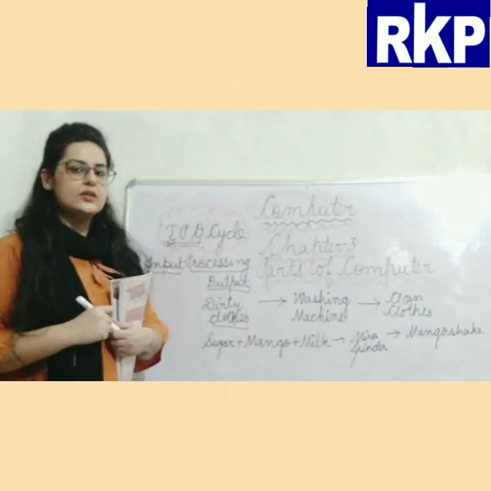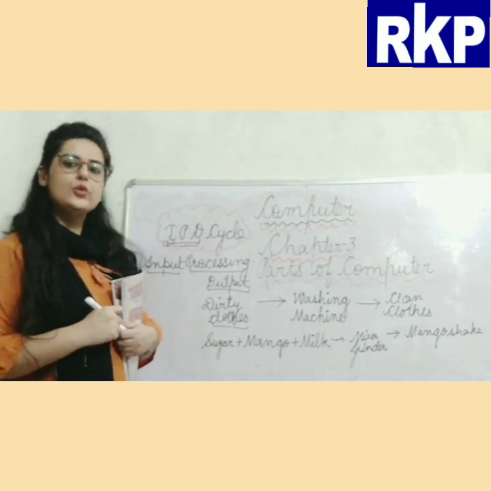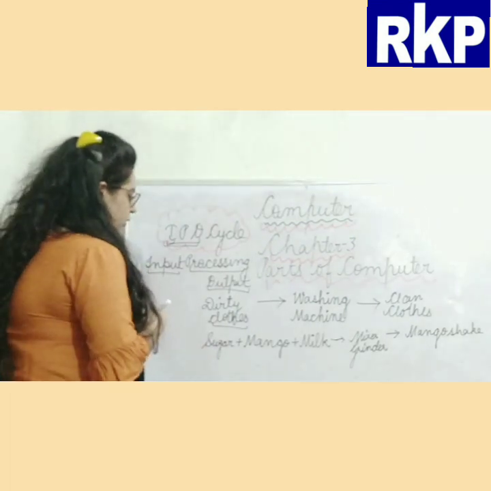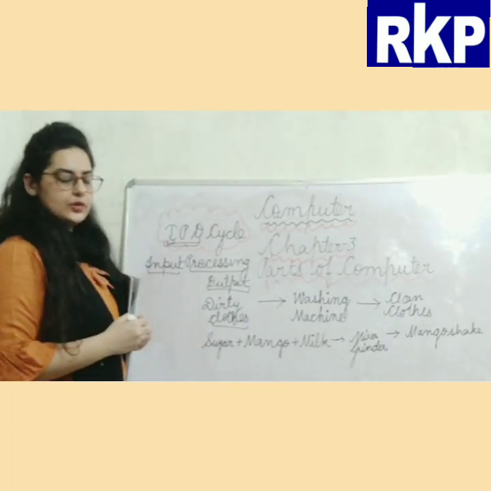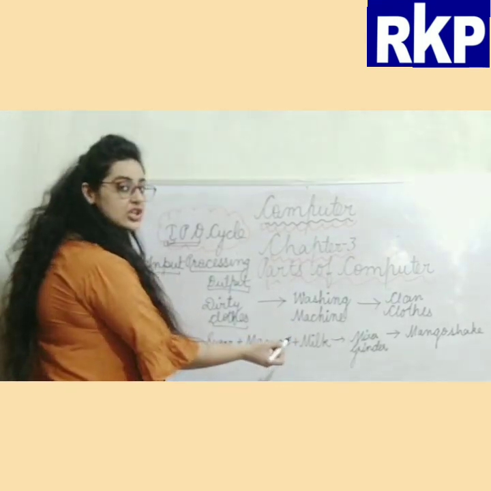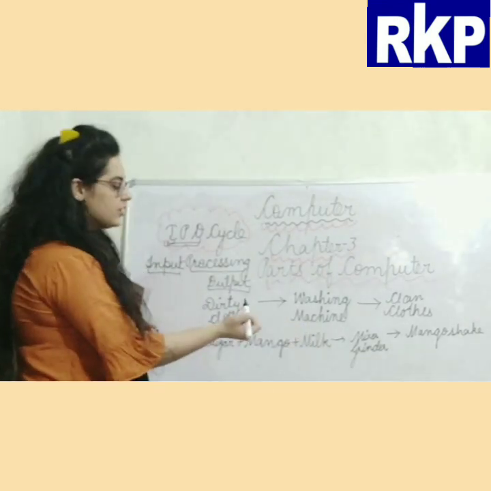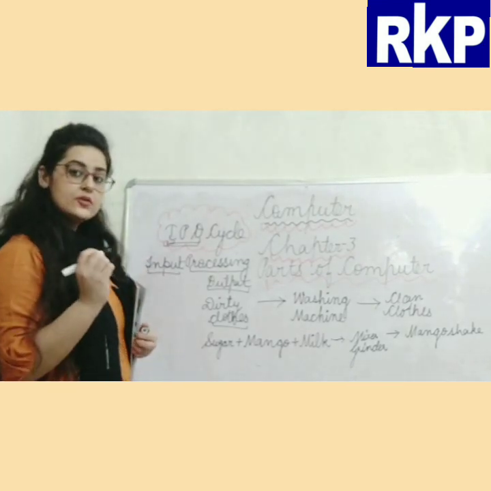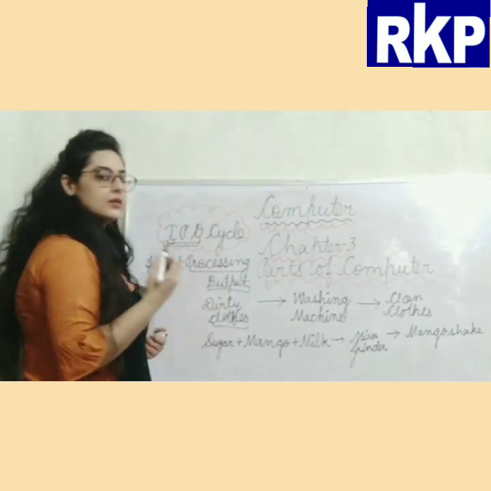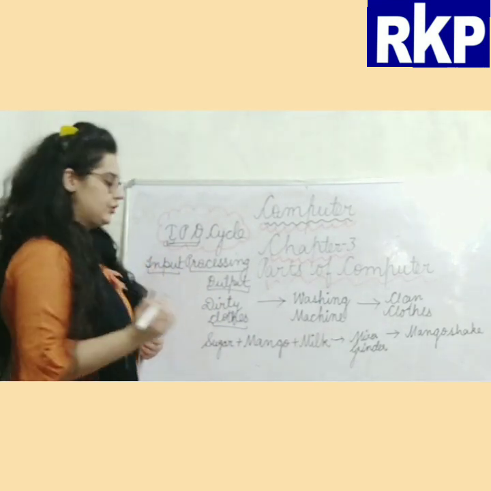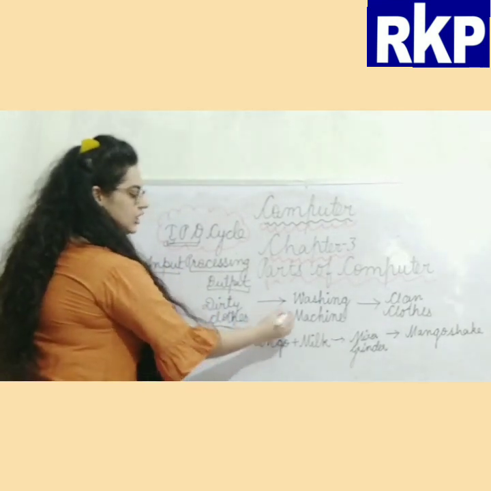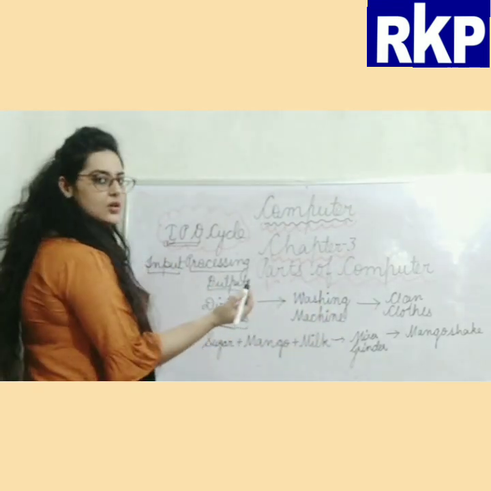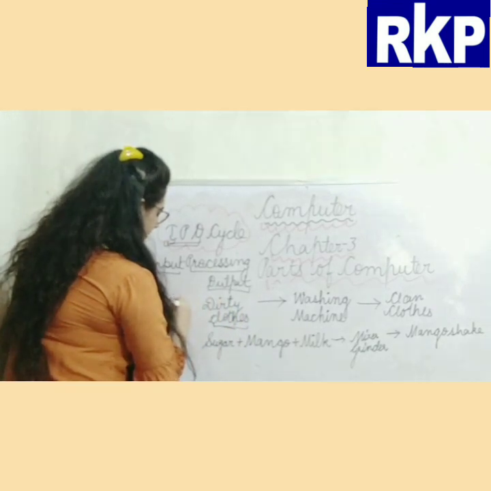Okay. Let's understand the concept of IPO cycle with the help of a few examples. Now look at the board. So your dirty clothes are your input and when you put them in the washing machine, that is processing, because you put the dirty clothes in the washing machine for washing. So washing is the processing and when you get the clean clothes, that is output. Clean clothes is your output. Dirty clothes is your input.